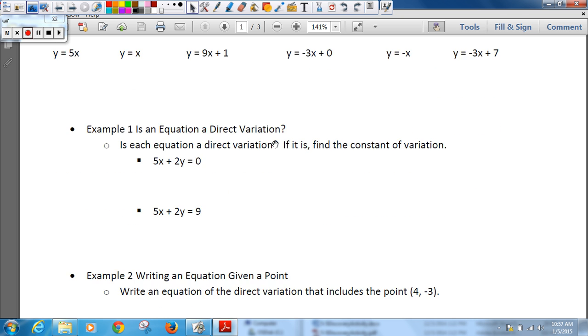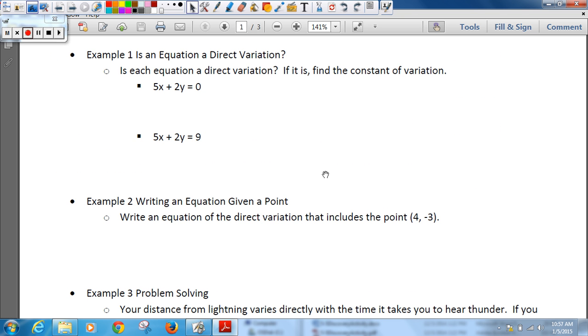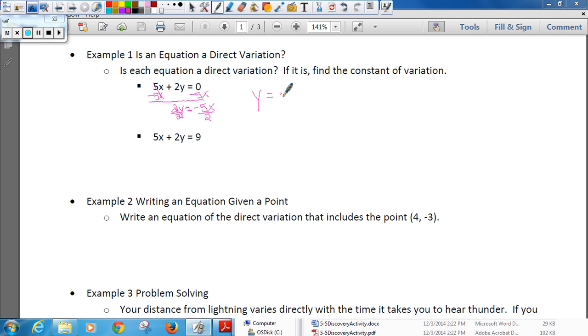If we look down now below, example 1 is an equation, a direct variation. So in order to figure this out, you have to get y by itself. So to get y by itself here, the first thing I need to move is 5x, so I need a minus 5x. When I do that, you do it to both sides, you get 2y equals negative 5x. The opposite of times 2 then is to divide by 2. So we end up with y equals negative 5/2 x.